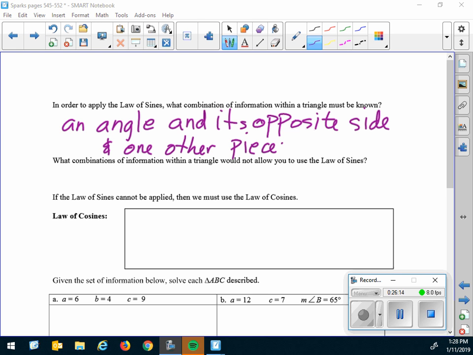What combinations of information in a triangle would not allow you to use law of sines? Well, we said a side, side, side won't allow us to use law of sines. And didn't we say side, angle, side? Okay. So if the law of sines cannot be applied, then we use what's called the law of cosines. I am very happy to derive the law of cosines for you sometime, but today I just want to show you what it is and let you use it.